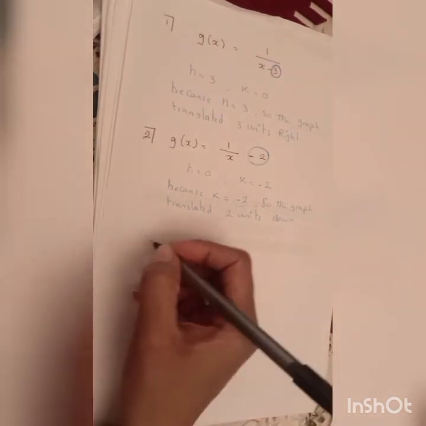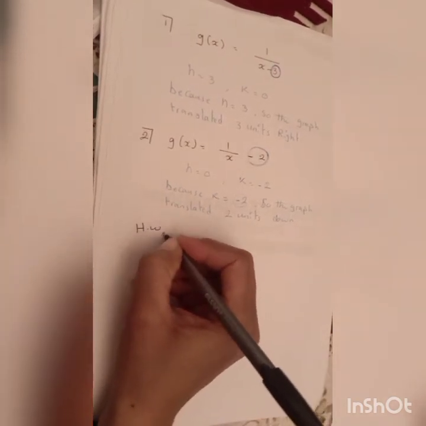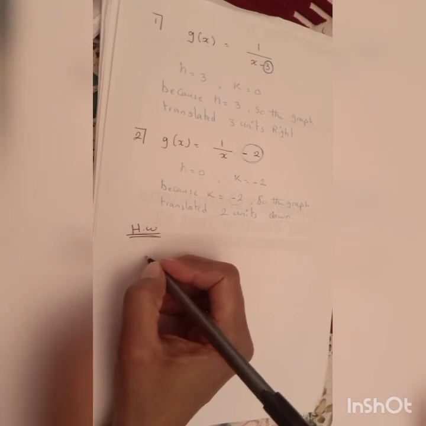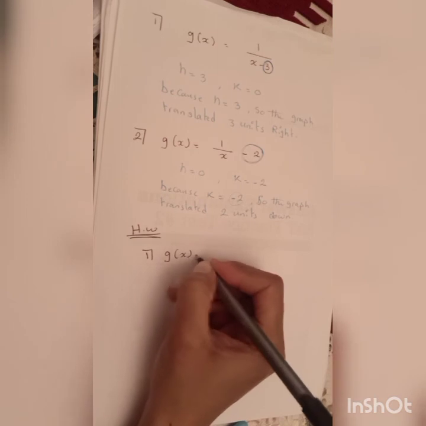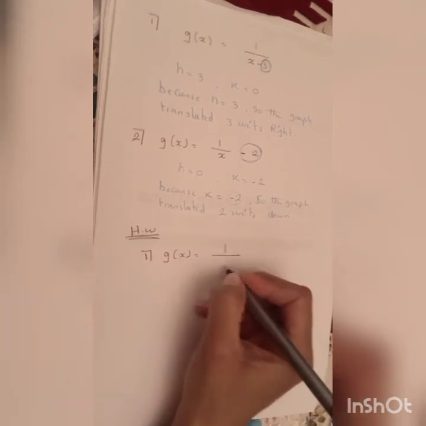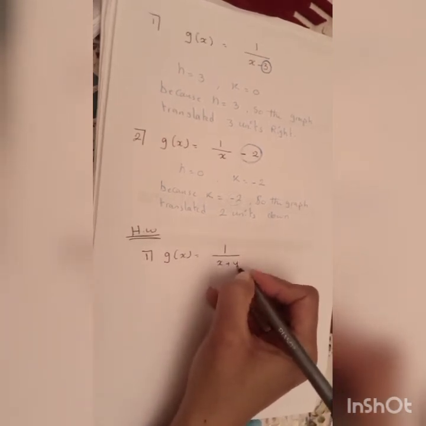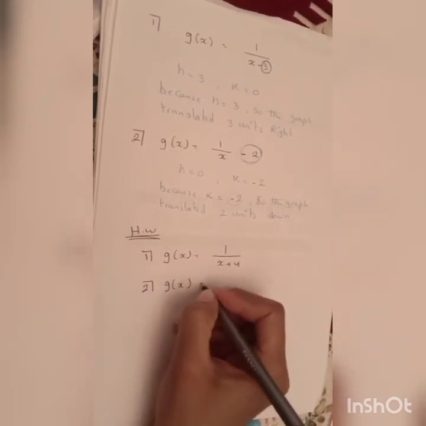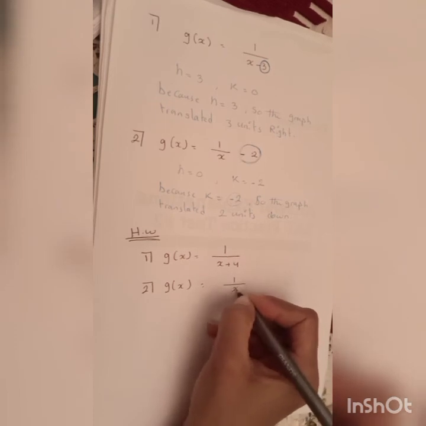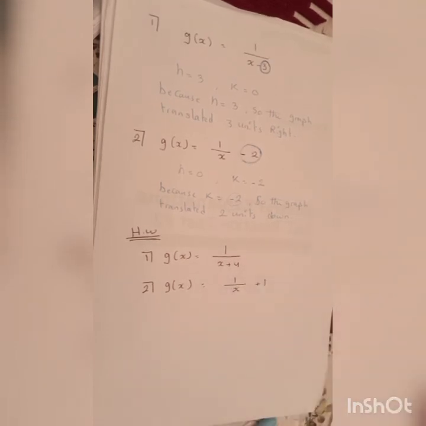Okay guys, I'm going to give you 2 examples to do as homework. Number 1, g of x equals 1 over x plus 4. Number 2, g of x equals 1 over x plus 1. Please do these 2 examples as homework.